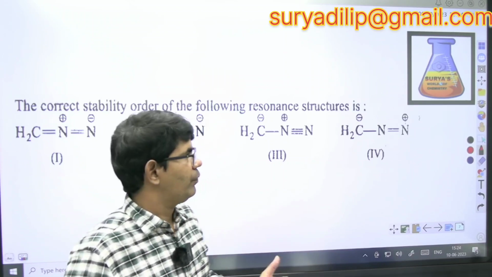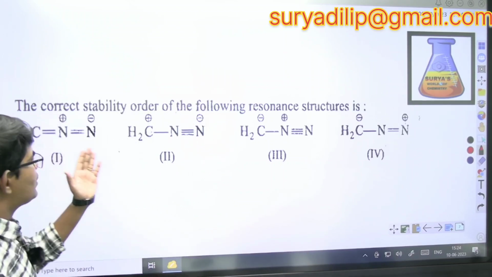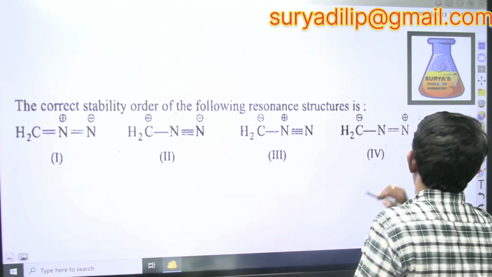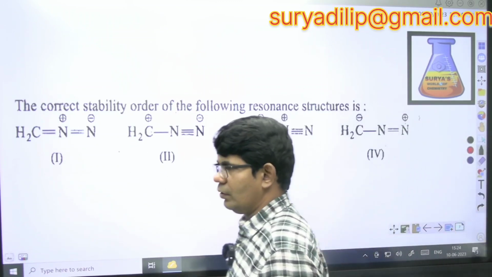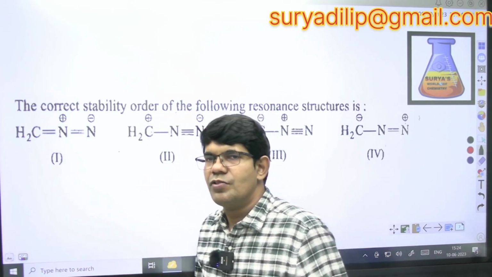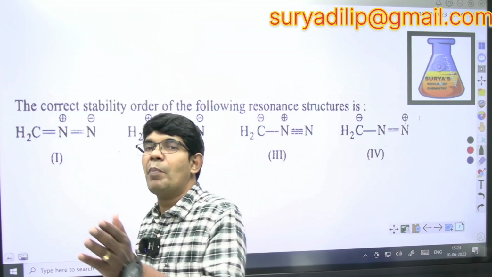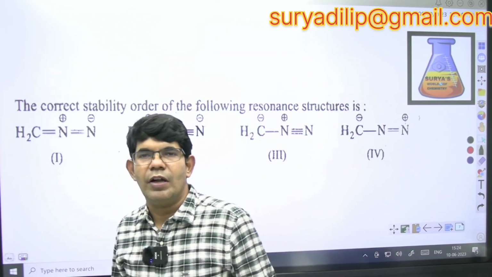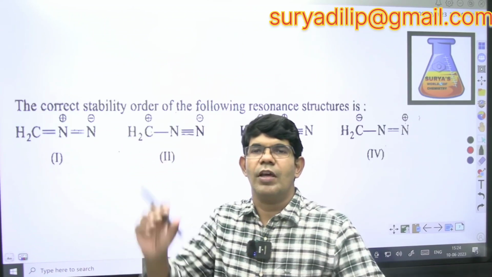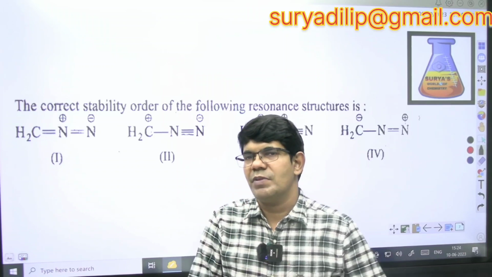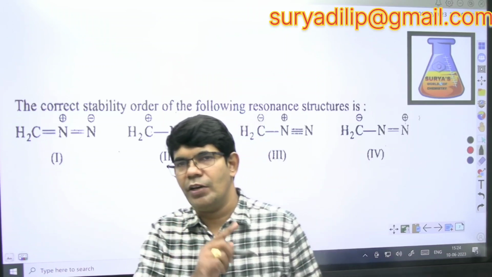So let's see the correct stability order of the following resonating structures. You have to check the stability order. Whenever you are comparing the stability order of resonating structures, there is a certain priority order. Based on that priority order only you have to determine. Randomly you cannot pick up a rule and apply it. That is the first mistake, where students are not aware of the priority order.